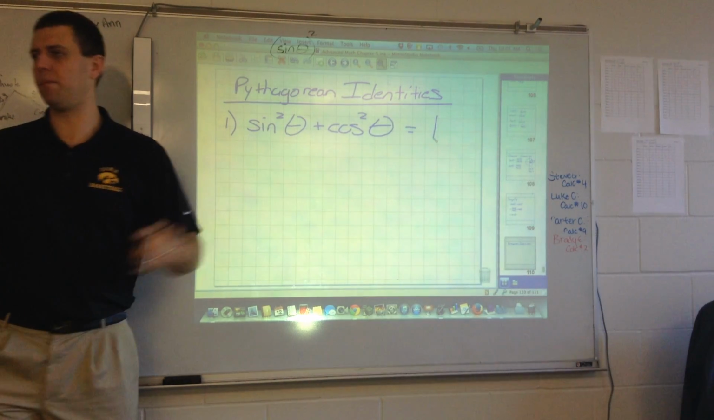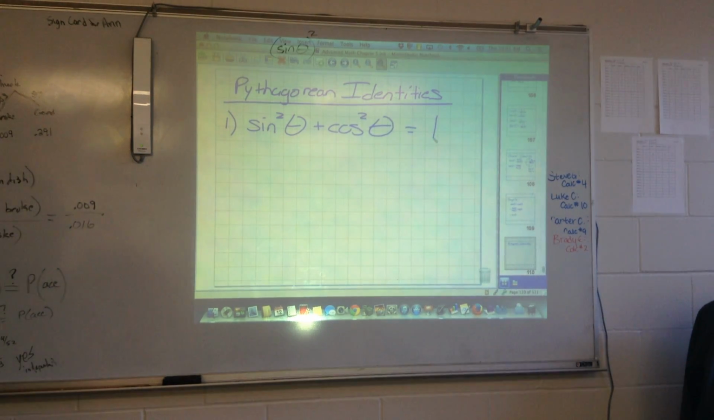This is the only one I remember. The other ones are too much alike. I forget which one's got the tangent and which one's got the cotangent. I don't have them memorized, never have. But I know if I've got this one, I can get to the other ones.